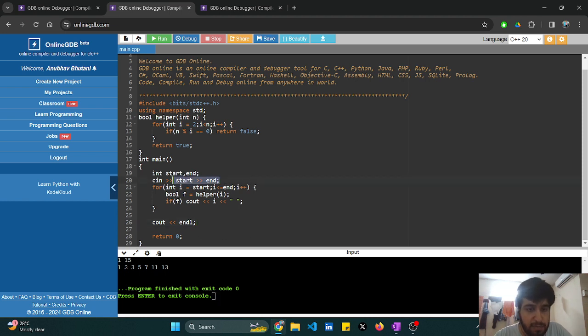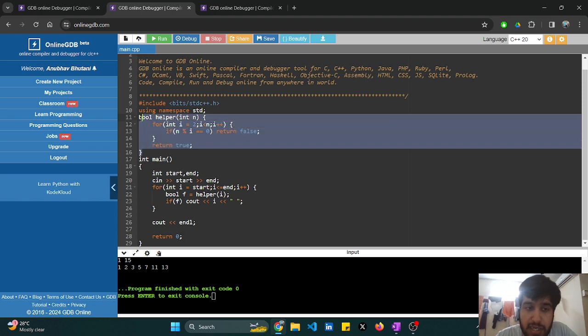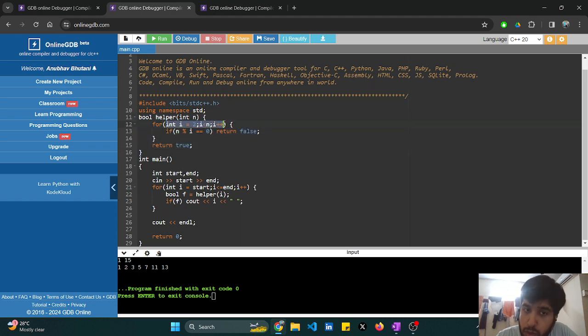Okay, so see, I am asking for the starting and ending number, and for every number in this range, I am passing the particular number to my helper function. And what is my helper function? Suppose I have to find from 1 to 5 and I am checking for 4, so 4 will be passed in this helper function, and 4 will be checked from 2 to 3, if it is divisible by any number. See, 4 is divisible by 2, so false would be returned. So my 4 would not be printed.